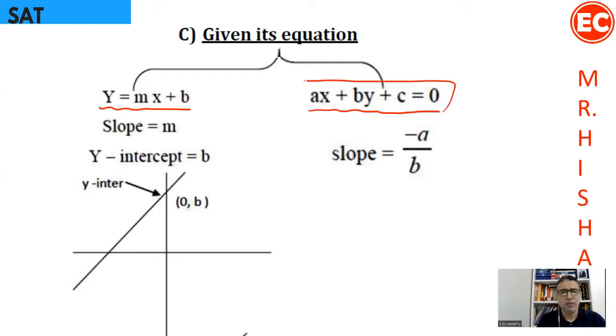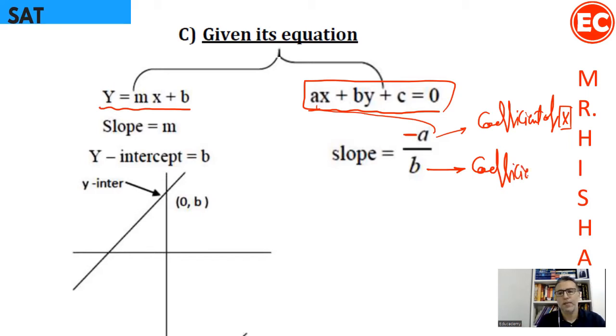If you have this form, you don't need to rewrite it as y is equal mx plus b. All you have to do to figure out the slope is take the coefficient of x and change its sign. If it's positive, you change it into negative, the additive inverse, and you divide the value by the coefficient of y. But if the equation is in the form y is equal to mx plus b, then directly the slope is the coefficient of x, which is equal to m.